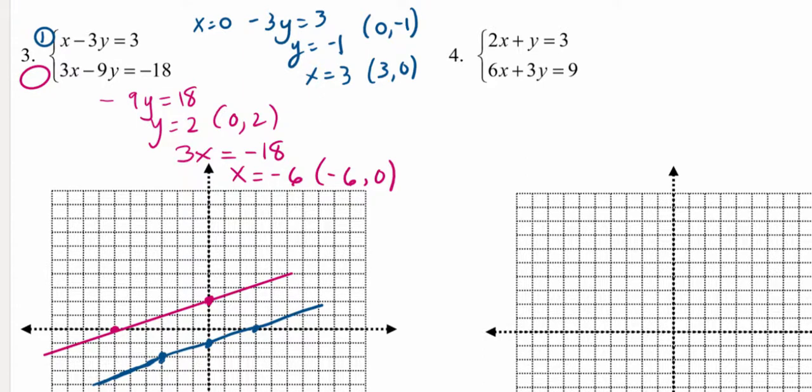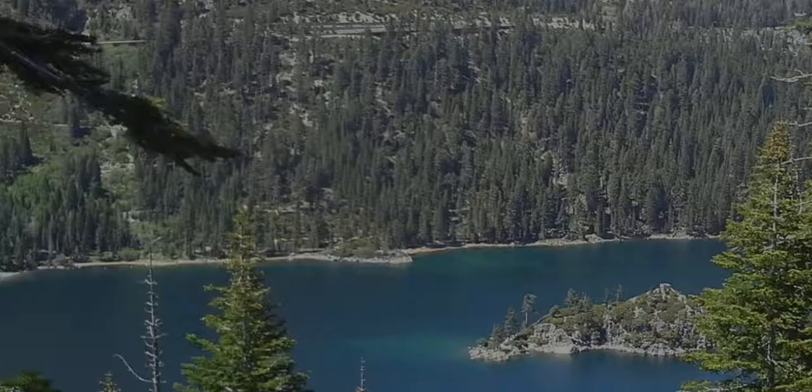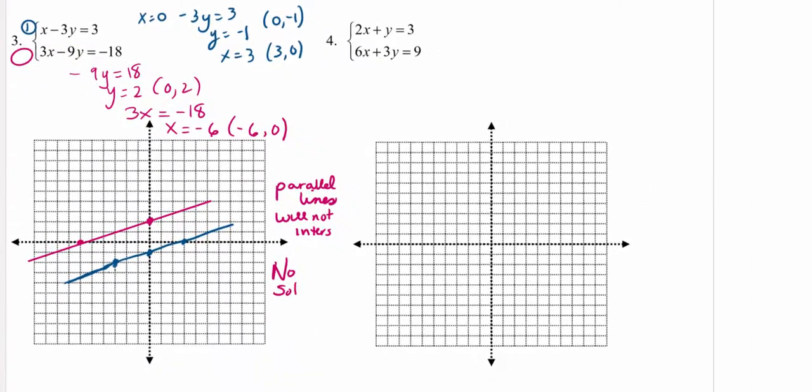If you said they're parallel, you're absolutely right. These are parallel lines. So are these lines going to meet ever? No, they will not intersect, will they? There will be no point of intersection in this system. So that means that we have no solution to the system.